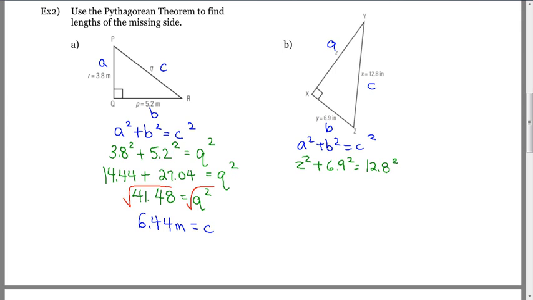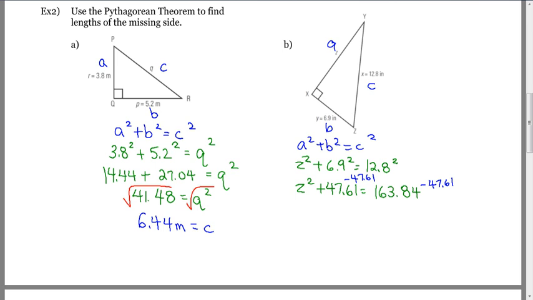What is 6.9 times 6.9? And then 12.8 times 12.8. Just bring down the z squared. This will be 47.61 equal to 163.84. Now, we want z squared by itself, but the problem is that we have a positive 47.61 on the left-hand side, so we've got to move that over. So the opposite of positive 47.61 is negative, so we're going to minus one side. And when you do that one side, you must also do the other.